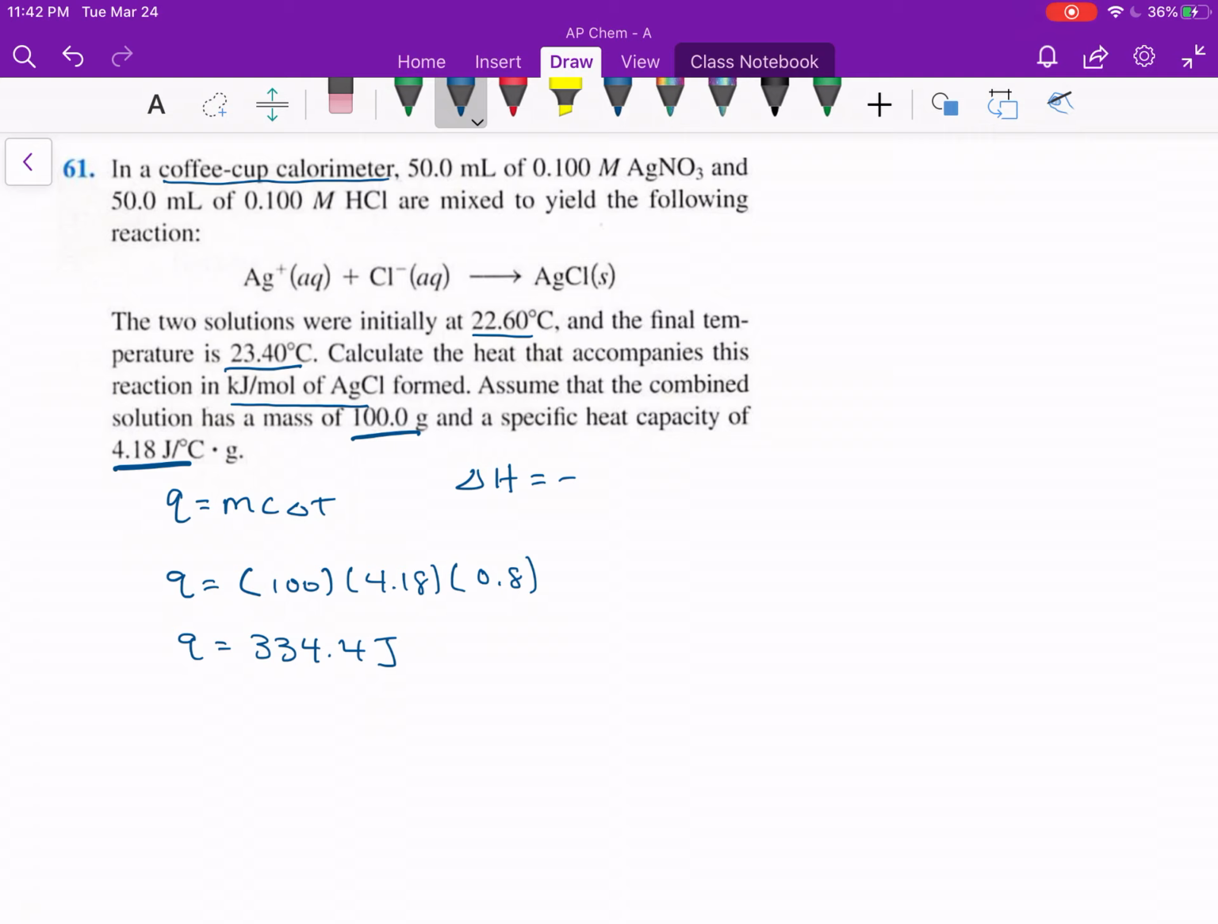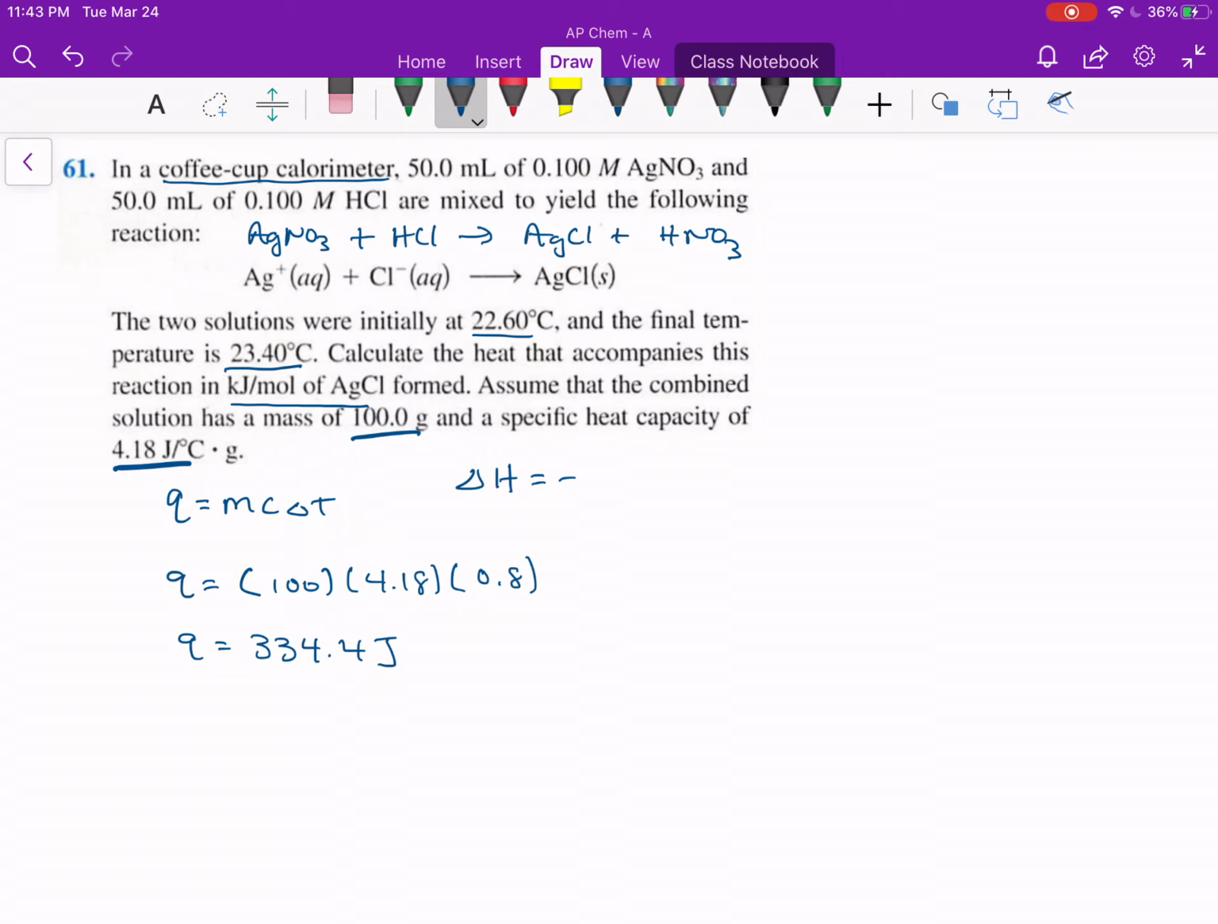Now in this particular reaction, we can see that there's a 1-to-1 relationship. If we were to write out the total balanced equation, we see AgNO3 plus HCl is going to give us AgCl plus HNO3. And so everything's in a 1-to-1 relationship.